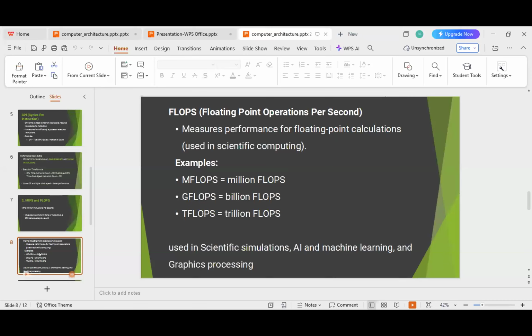Then the floating point operations per second measures performance for floating point calculations. So floating points are mostly decimal numbers. Floating point operations per second is mostly used in scientific computing. And then we have various examples of floating point operations per second. We have the million floating point operations per second, we have the billion and then the trillion. As said earlier, we use those calculations in scientific simulations, AI and machine learning, and then graphics processing.